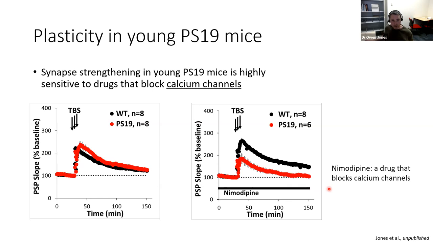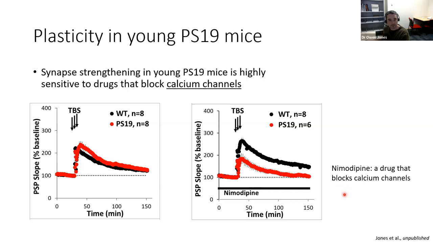And very unexpectedly, what I found was that in the PS19 mice, and only in the PS19 mice, that plasticity, the strengthening of synapses, was completely blocked when you block these calcium channels. Now, this is very strange. This is not what we would normally see. If you look at these wild-type mice, they still show very strong potentiation, very strong strengthening of their synapses, even though they've been exposed to this drug. But these PS19 mice, these frontotemporal dementia model mice, plasticity in these mice, synapse strengthening in these mice, seems to be completely dependent on calcium channels. If you block the calcium channels, you block that strengthening of synapses. And that was very unexpected.